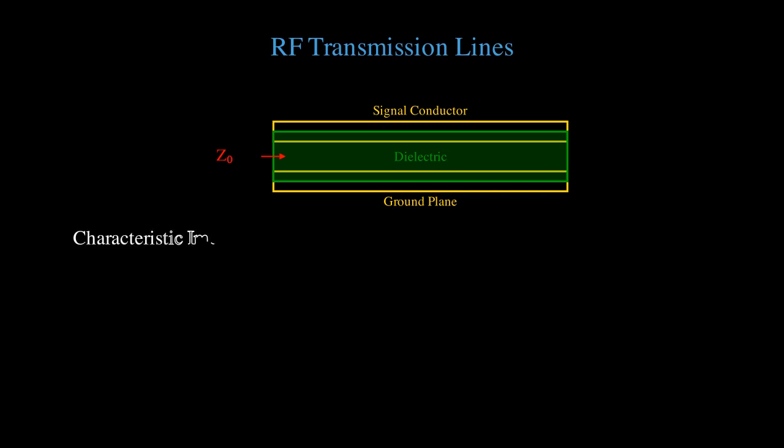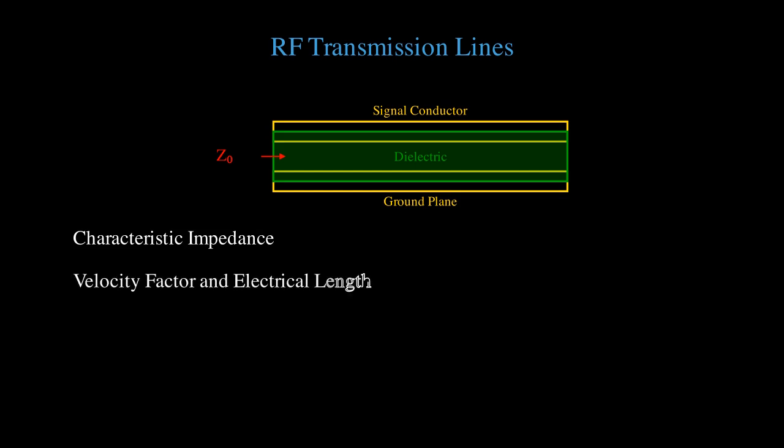The characteristic impedance is the impedance that a transmission line presents to a signal when it's infinitely long or properly terminated. Common values are 50 ohms for most RF systems and 75 ohms for video and cable TV applications. Maintaining constant impedance throughout a system is crucial to prevent reflections.